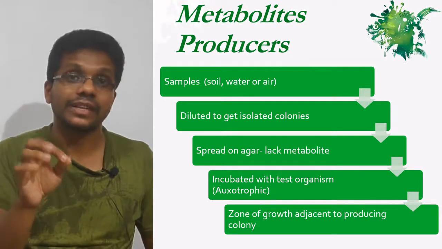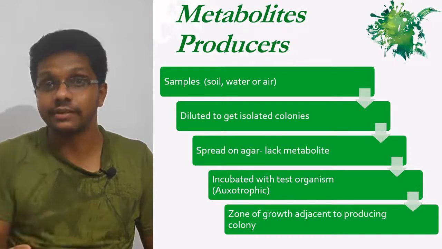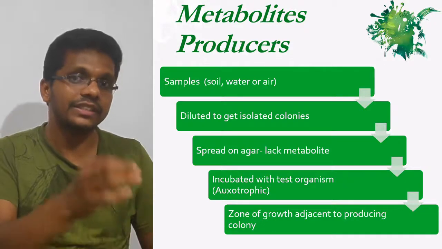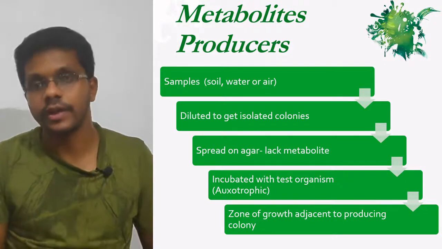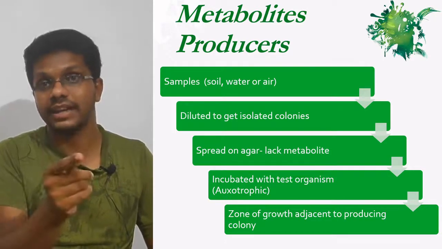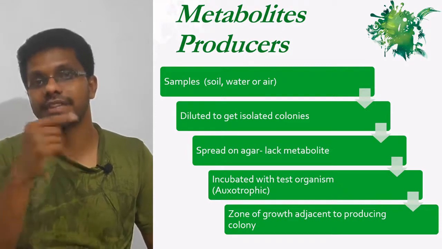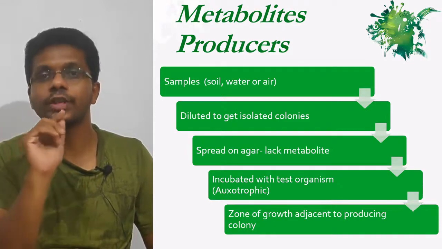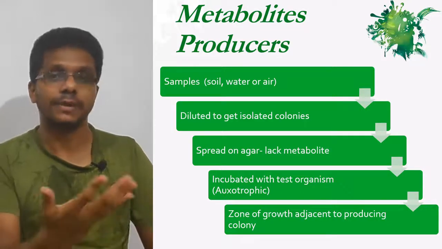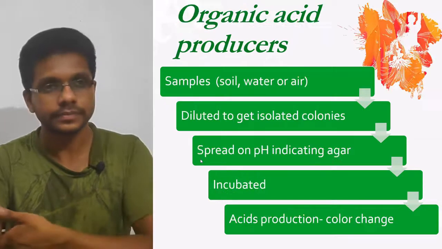After plating, we apply the test organism. The test organisms are auxotrophic in nature, which cannot produce vitamin B12 and need vitamin B12 for growth. So the medium is lacking vitamin B12, and in this medium this microorganism does not grow. But if any microorganism derived from the soil, water, or air sample is producing vitamin B12 and giving it to this test organism, it will grow. So the growth of the test organism will be around the colonies which are producing this particular nutrient. That way we can find the metabolite-producing microorganism.